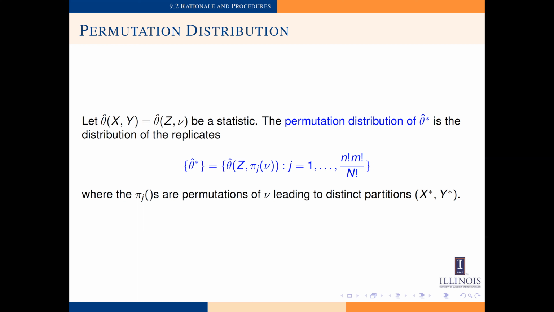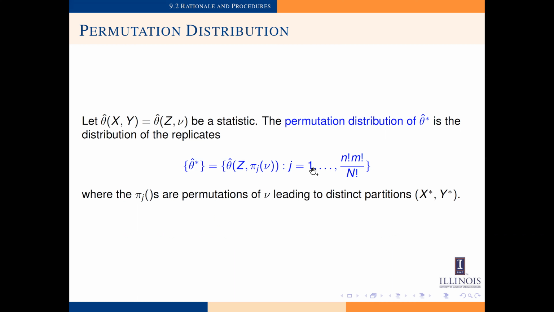Let theta hat(X, Y) be a statistic. So theta hat is a statistic that's computed based on the x samples and y samples, or we can write it equivalently as theta hat function applied to our Z, which is X concatenated with Y, and then nu, which is the index set. The permutation distribution of theta hat star, a random variable, is the distribution of the replicates theta hat star, which is the distribution of the theta hats applied to Z and a permutation of nu. And we consider all possible permutations that will result in distinct partitions of X and Y.